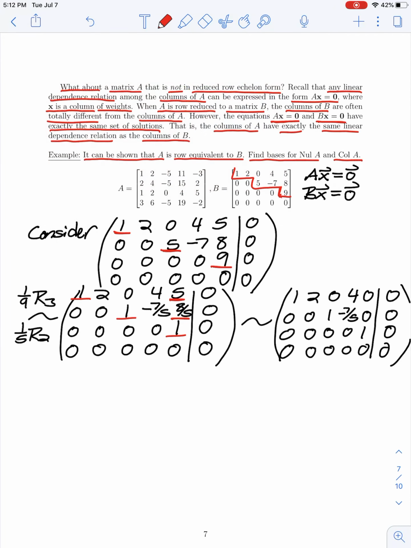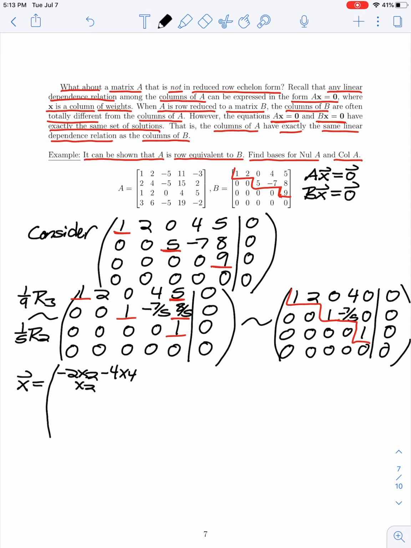All right. So this matrix B in reduced row echelon form has pivot columns as its first, third, and fifth columns. Let's see if we can describe our solution set. The solution set would be the set of vectors x in R5 such that our first component, x1, using the first row of our matrix here, is -2x2 minus 4 times x4.